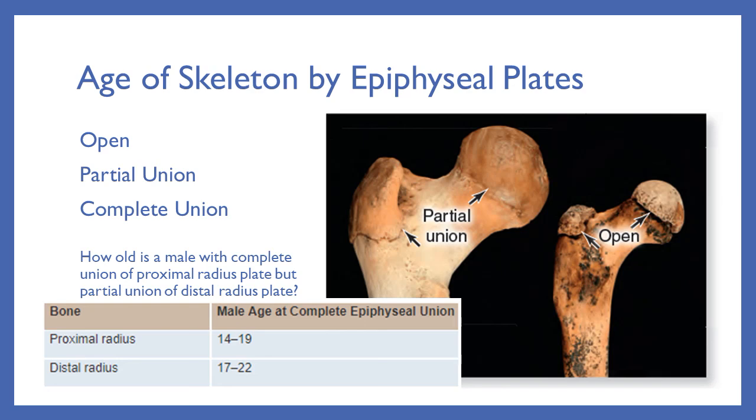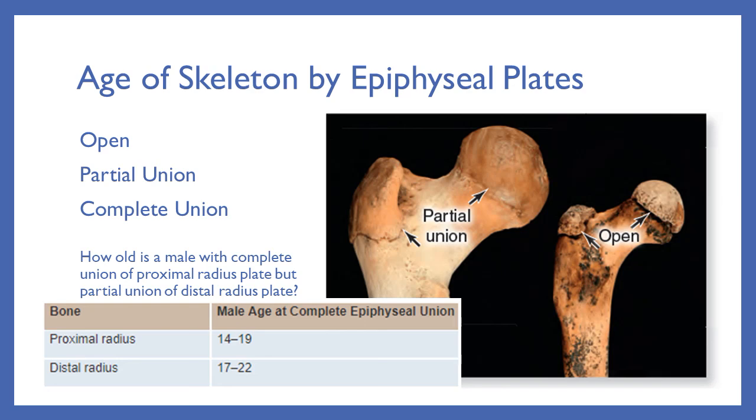Doing this, we could take a male's radius bone, and just using that bone alone, if it had complete union of the proximal radius plate, which based on our chart happens between 14 to 19 years old, they are a minimum of 14 years old, and there is a partial union of the distal radius plate, so it's not completely closed. The distal closes from 17 to 22 years old. So this is someone between the ages of 14 and 22, probably closer to that 18, 19, 20 years old. You're able to tell so much just by that one bone.